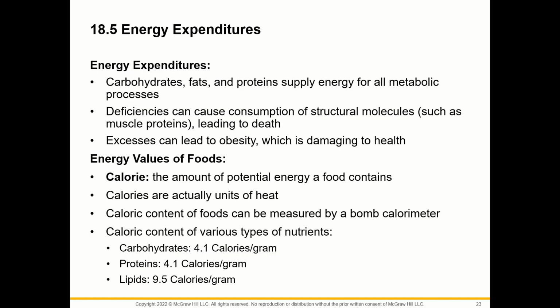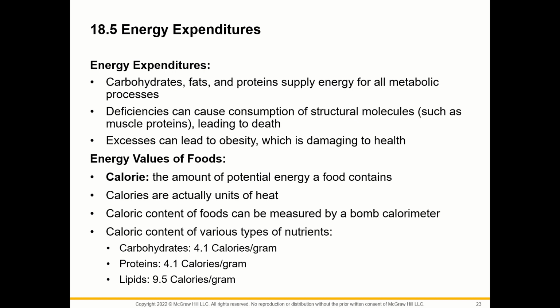Now let's look at energy expenditures. Carbohydrates, fats, and proteins supply energy for all metabolic processes. Deficiencies can cause consumption of structural molecules such as muscle proteins, which can lead to death. We call these wasting diseases. Excesses can lead to obesity, which is also damaging to health. As you know, it can lead to diabetes and heart disease and cancer.